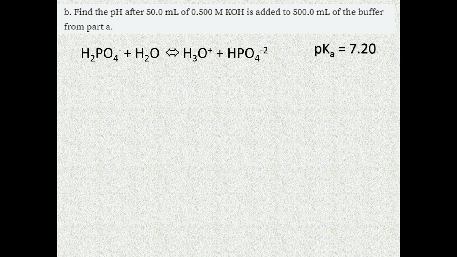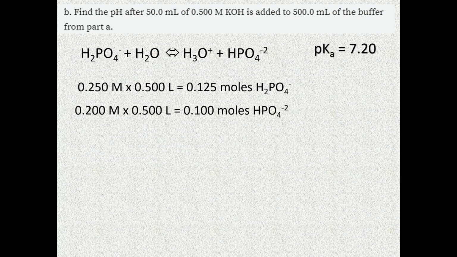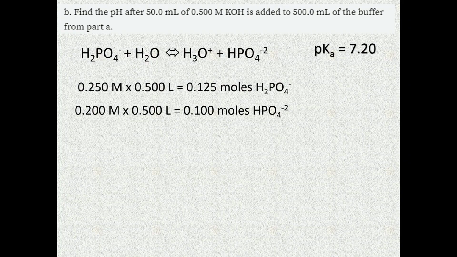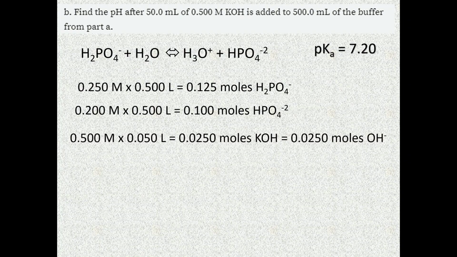Now, what is the pH after I've added 50 milliliters of 0.5 molar KOH? I'm adding that to 500 milliliters of the buffer. So I had a 0.25 molar concentration of acid, multiplied by 0.5 liters. That's how many moles of acid I have. Then I figure out the moles of base. Moles of material is just concentration times volume. Just make sure your volume is in liters. Then I figure out how much OH minus I add. So 0.5 molar times 50 milliliters is 0.0250 moles of KOH, which is 0.0250 moles of OH minus.